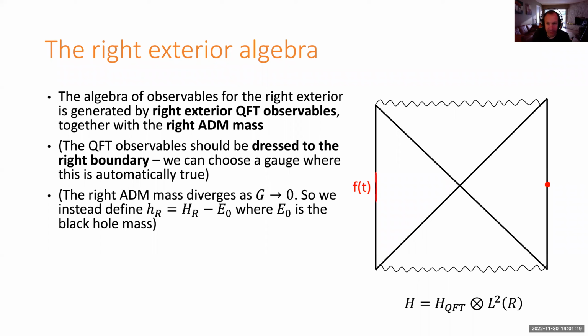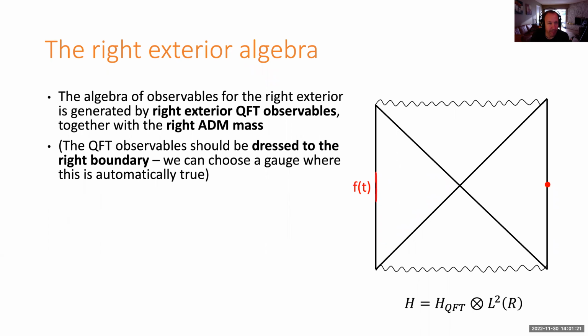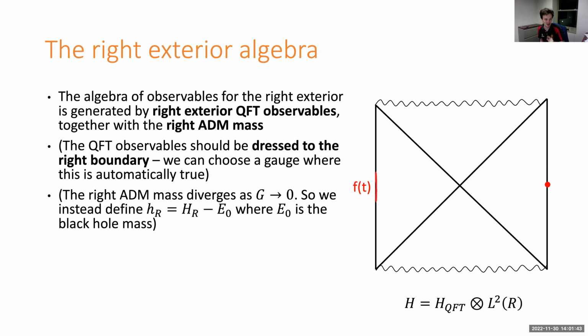Geoff, can I ask a question? Yep. The ADM mass on the right, we have some formulas for that in terms of the asymptotic metric. So naively, it sounds like it's part of the set of observables. It's a scaling thing. Let me answer that question in just a minute after I talk about some other subtlety with the ADM mass, but I will explain why it's not just a QFT thing.